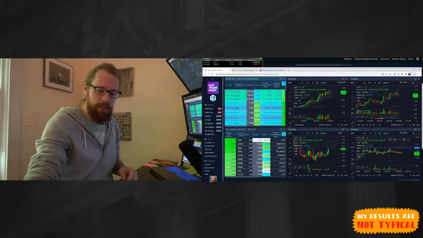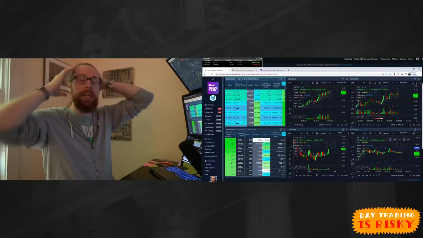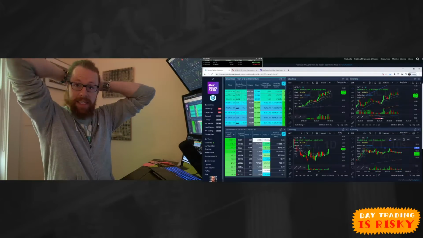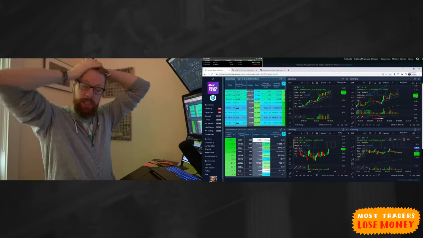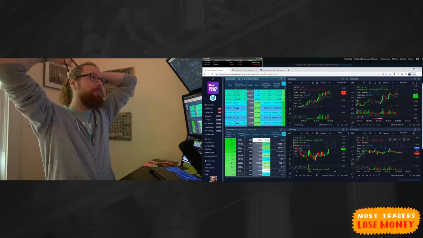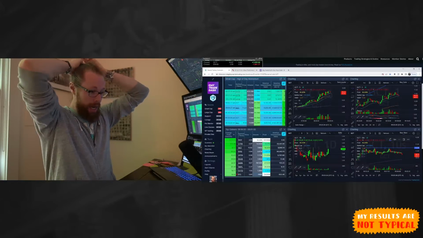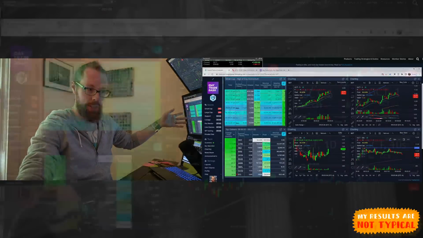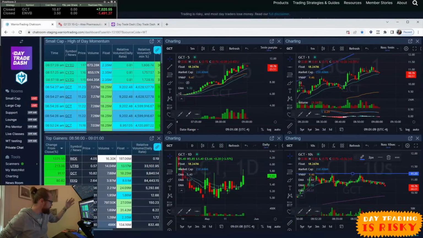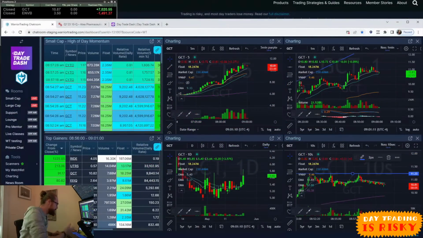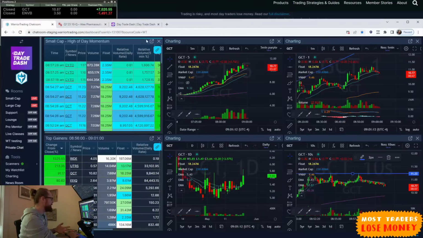So the question really is, how do I find that type of stock each day? GCT, you can see it's obviously made a big move, but how was I able to find that in real time? So I use these scanners, which you can see right here on my screen share. This is our day trade dashboard. These are the scanners that all of our Warrior students have access to.